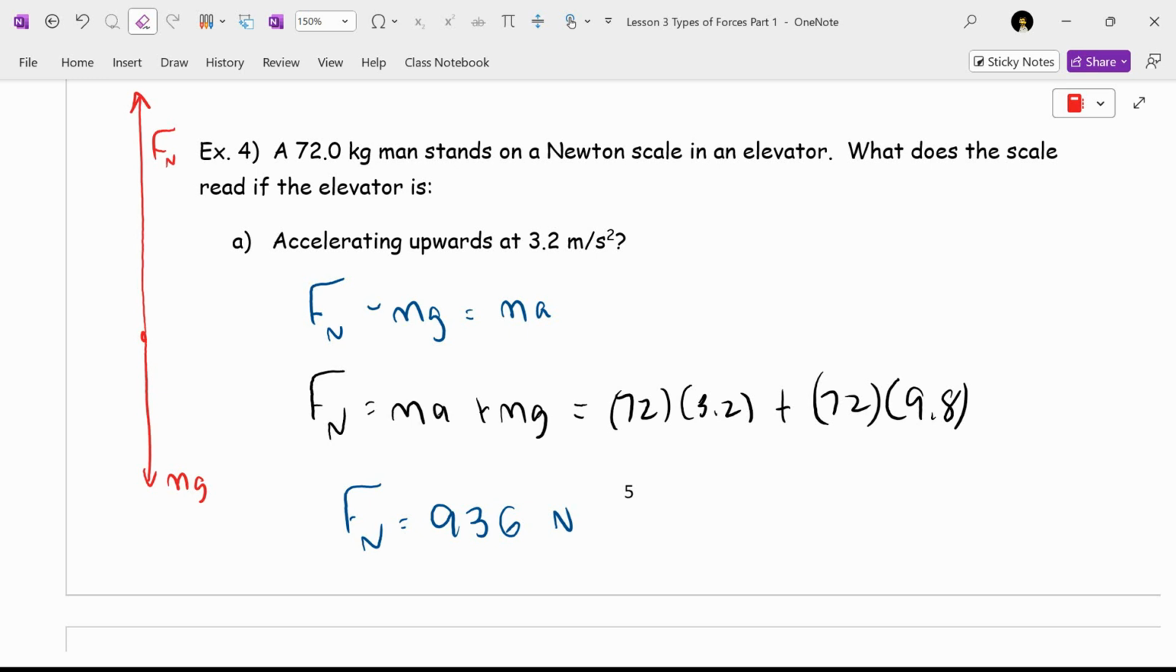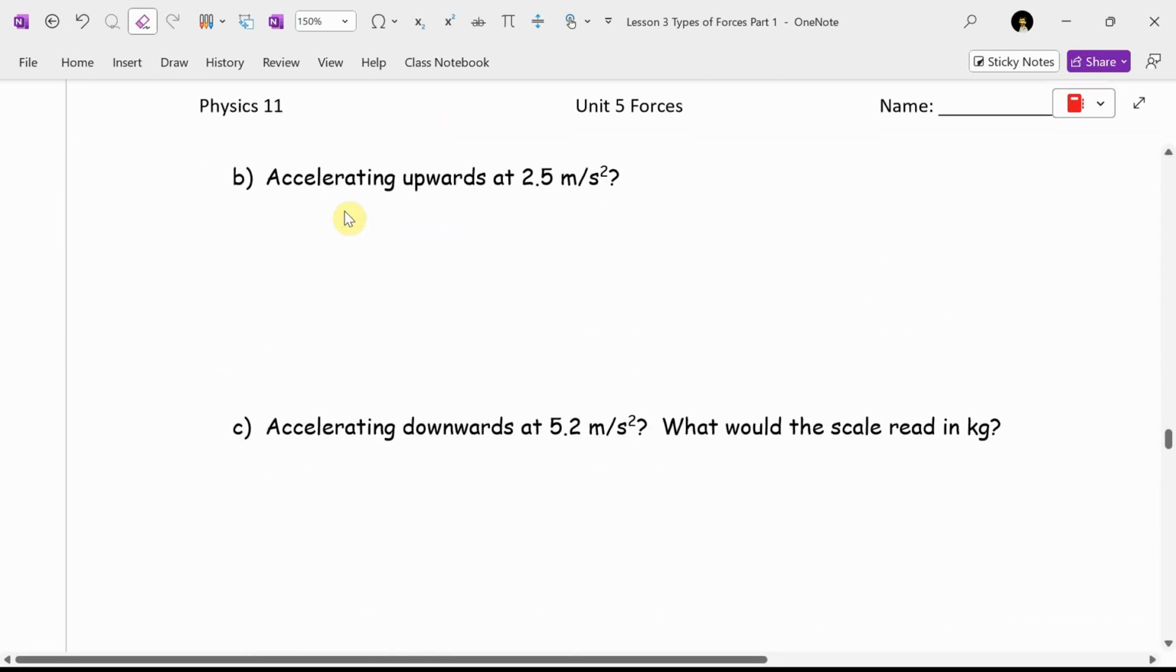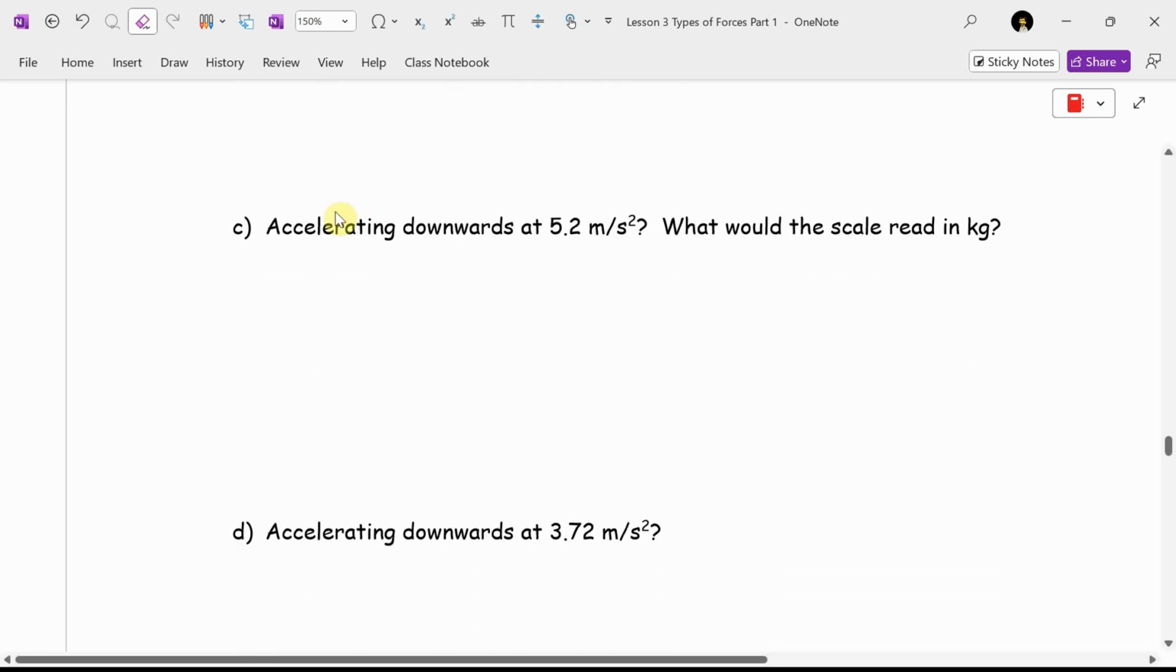She would feel like she was getting pressed down. That's because your body is a backwards accelerometer. She's getting accelerated up. That was accelerating upwards. We just did A, B is also accelerating upwards. I'm going to gamble and skip B, and go to C where we're accelerating downwards, because B and A are kind of the same.